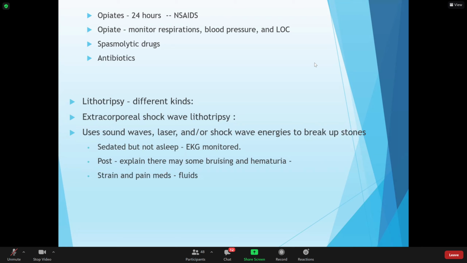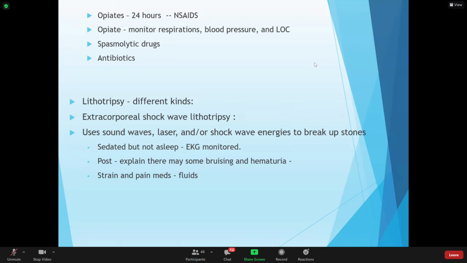Now we can do that from the outside, or we can do it by inserting a device and sending the shock waves that way through a pyelogram. Most of the time it's done through the outside, more like an ultrasound directed right at that stone. We use the ultrasound and we can see the stone, and we send shock waves through the patient's skin into the stone, and it breaks it up.